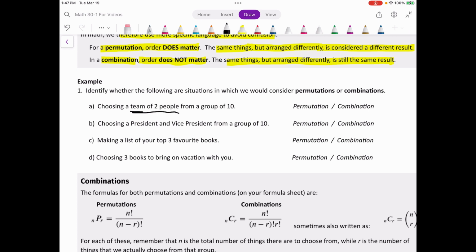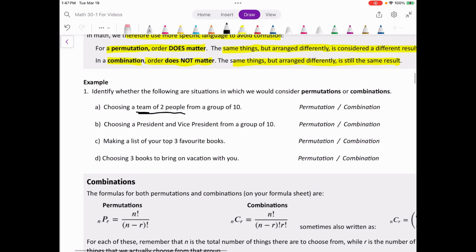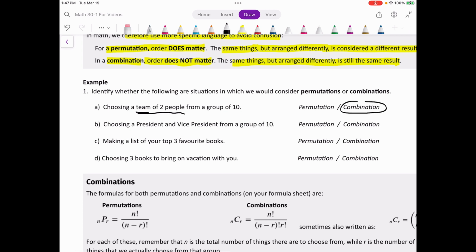So think about it this way. If we choose the same 2 people in a different order, have we made a different team of people? Like if I pick Alice and Bob, is that the same team as if I pick Bob and Alice? Well, yeah, it's still the same team. It's the same 2 people. They're a team, implying that they have equal power. They're just a team. So it doesn't seem like order makes a difference here. The same 2 people chosen in a different order still makes the same team in the end. So that's a combination. What about this one?